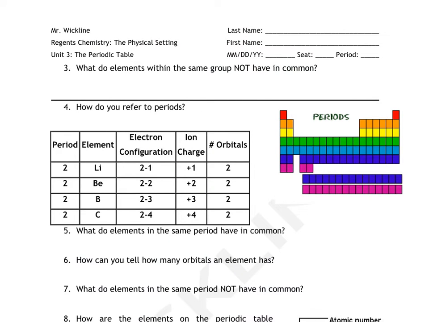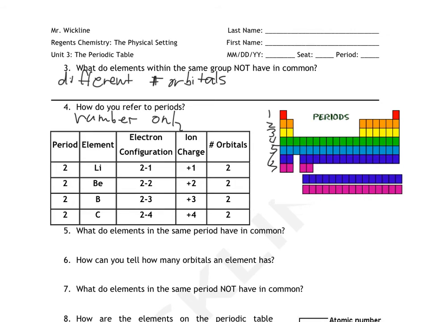Now, what do elements within the same group not have in common? I don't know if you can remember what that chart said, but they did not have the same number of orbitals. We refer to periods by their number only. So the periods don't have any English names to go with the numbers. So period is like a row, and I'm numbering them for you now. You just number from the top, starting with 1.